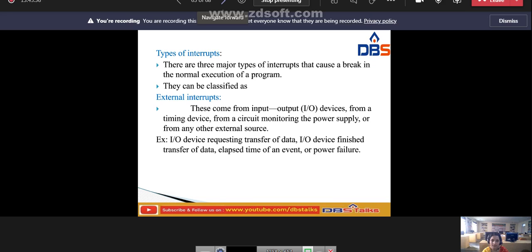Types of interrupts. There are three major types of interrupts that cause a break in the normal execution of the program. First, external interrupts. These come from input-output devices, from a timing device, from a circuit monitoring the power supply, or from any other external source. Examples: input-output devices requesting the transfer of data, input-output devices finishing the transfer of data, elapsed time of an event, or a power failure. So, these are the external interrupts.